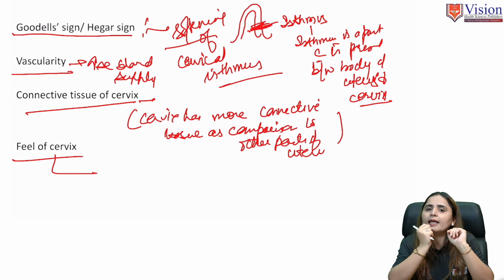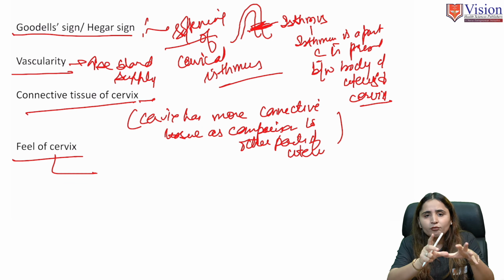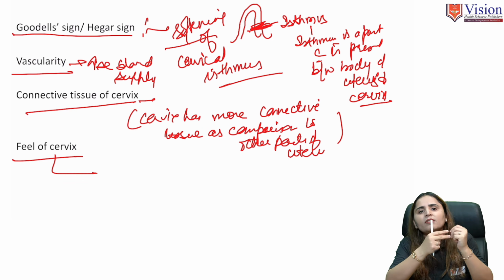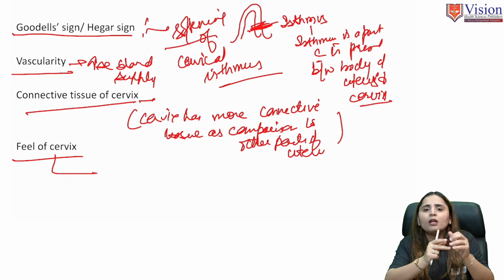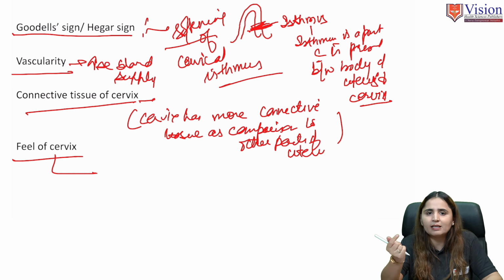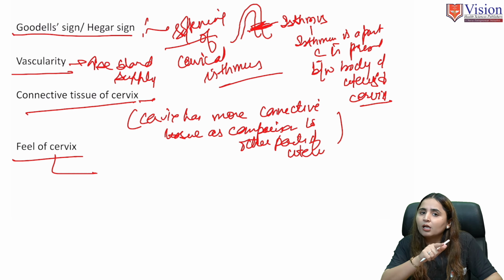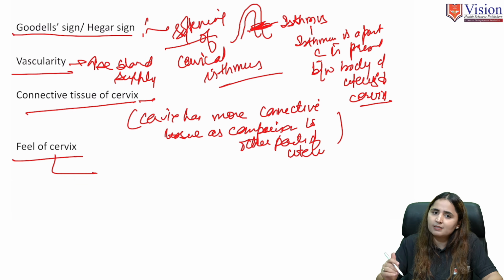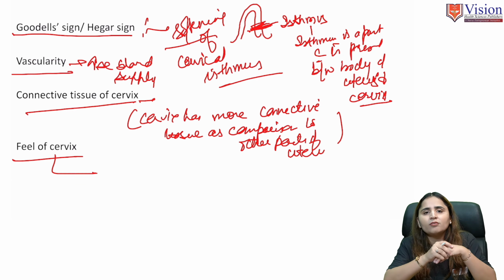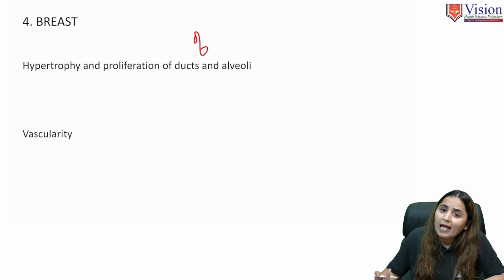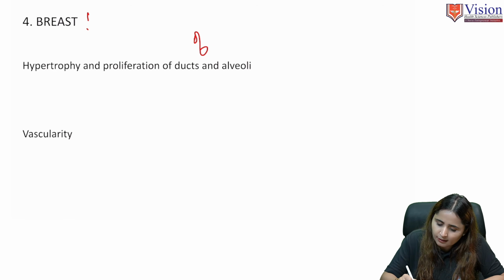If you feel the cervix of a pregnant female with the finger, it will feel like lips. And if you feel the cervix at the internal os of a non-pregnant female, it feels like the tip of a nose. So from this we can say that softening of the cervix happens in pregnancy.